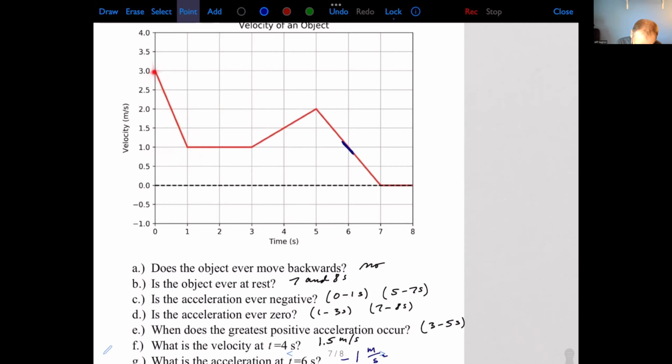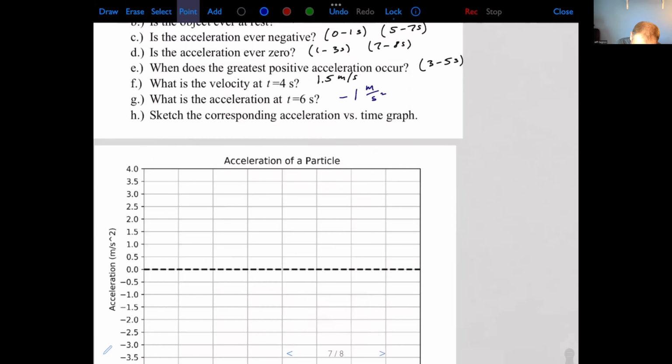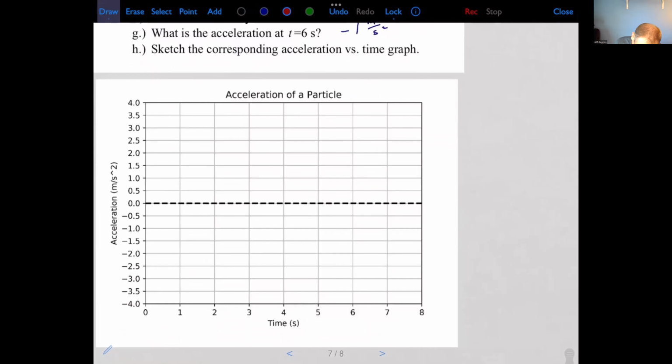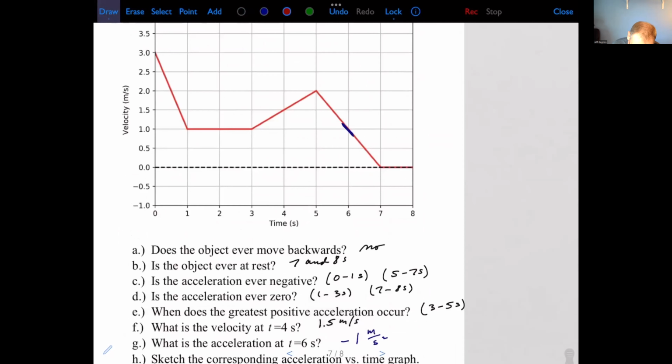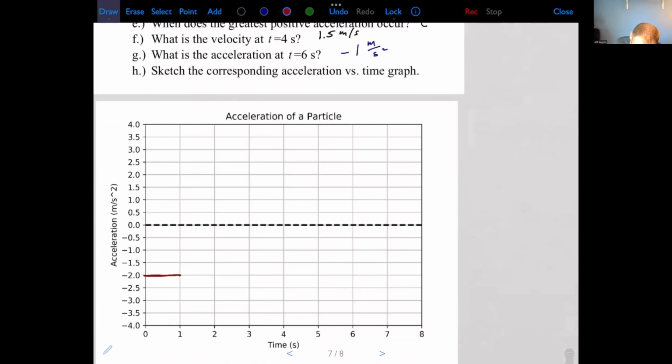My rise looks like it's -2, right? Because I'm going from 3 to 1, and my run is +1. So -2 over 1 is -2. So from 0 to 1, my acceleration is -2. So something like this. Let's see, 0 to 1, it's -2. So like that. Then let's see, from 1 to 3, what is this acceleration? Well, the slope is 0, so the acceleration is 0 from 1 to 3. So from 1 to 3, it's 0.